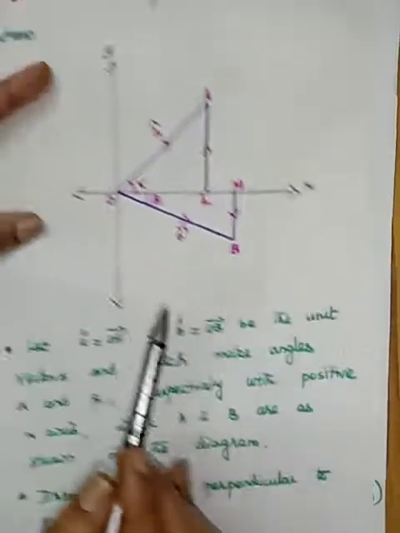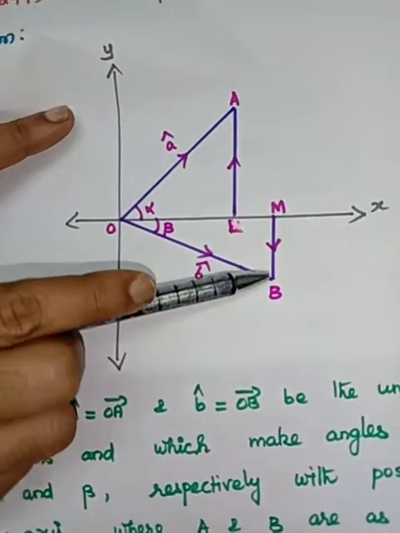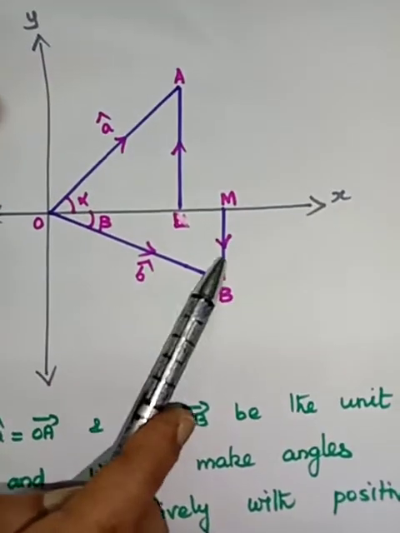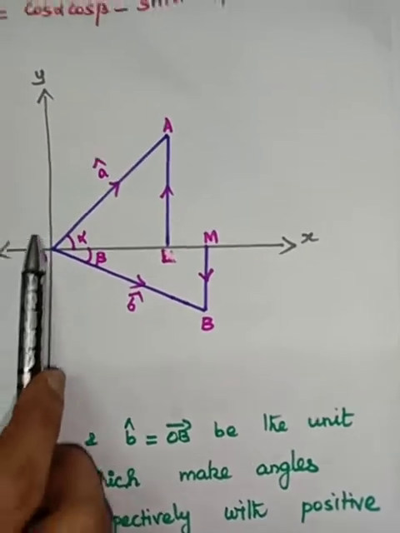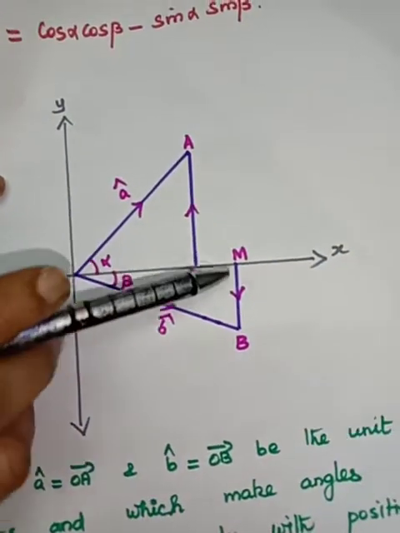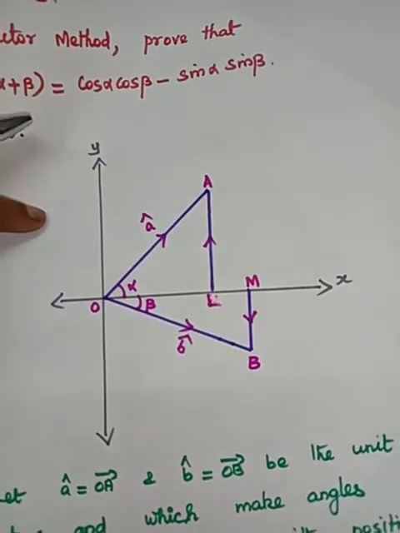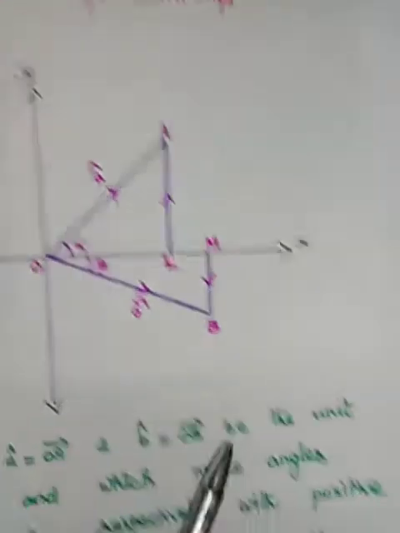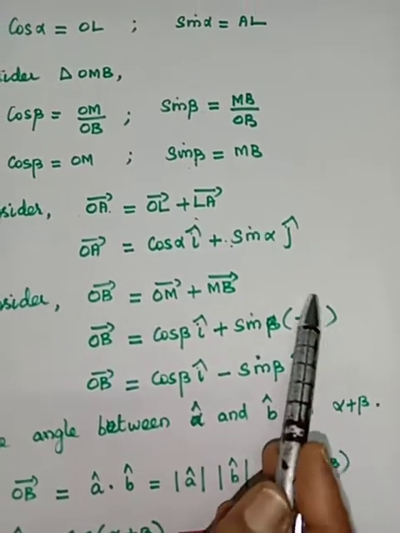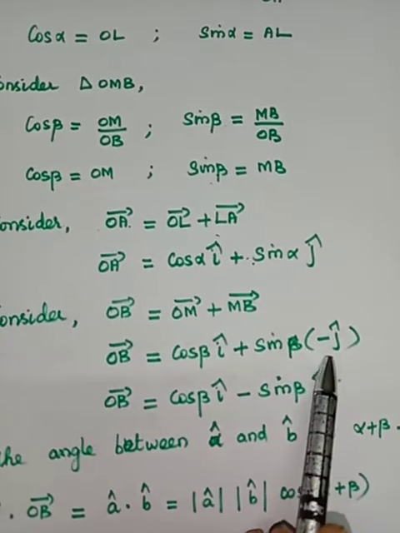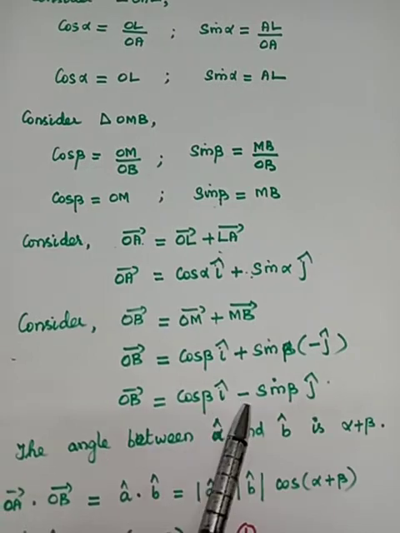Come to here, the MB vector. You see the direction of the MB vector, which is also parallel to the y-axis, but j cap is acting upward, your MB vector is acting downward, so the direction is changed. So here you have to mention minus j cap. This step is very, very important. So plus into minus is minus. So your OB vector is like this.